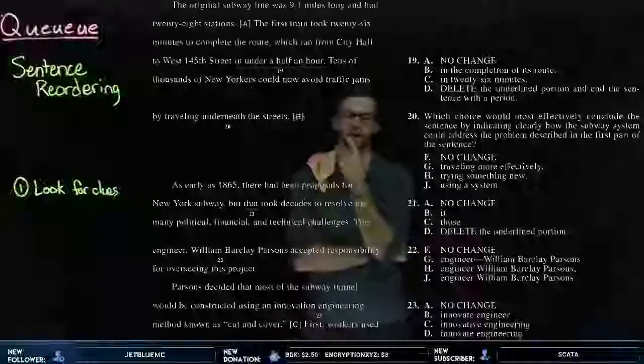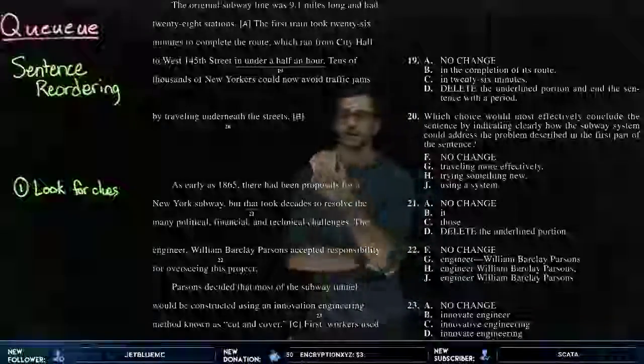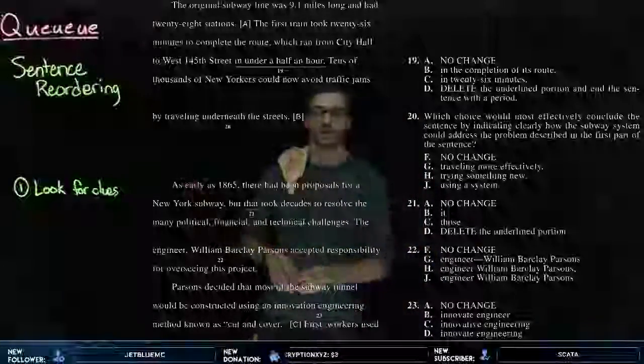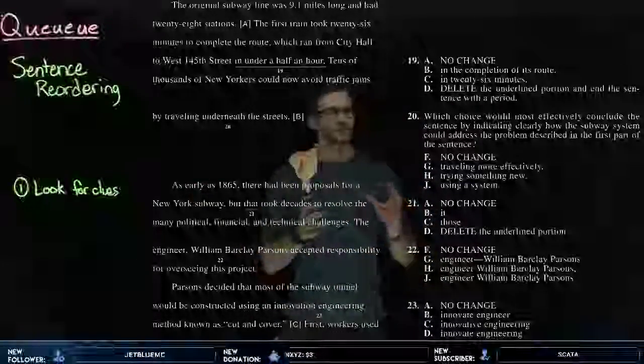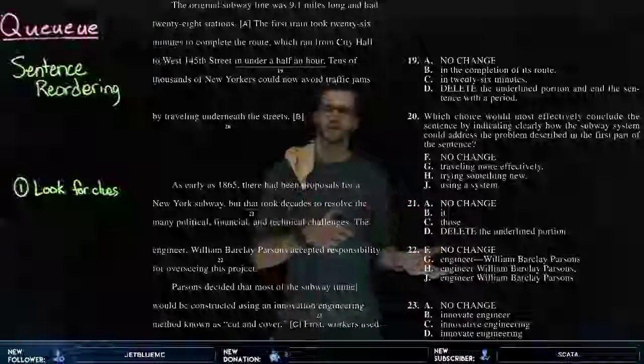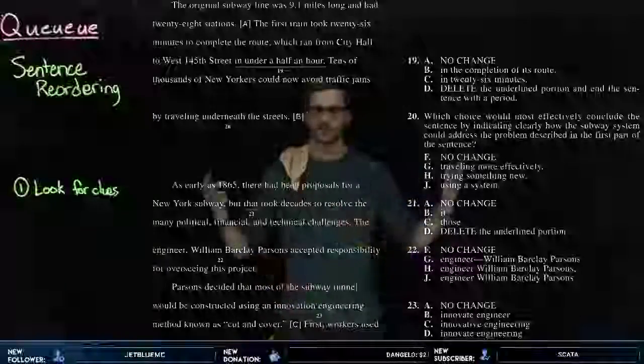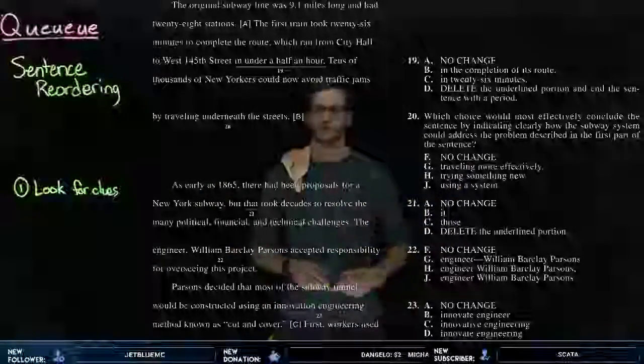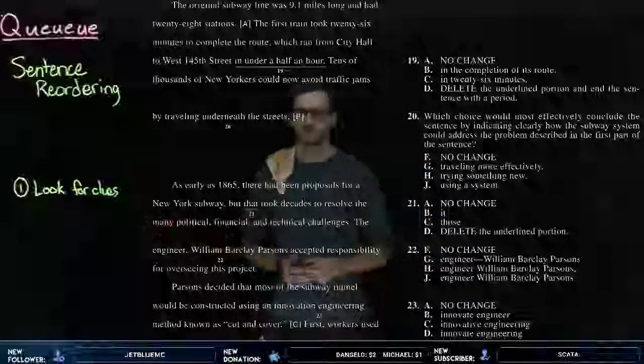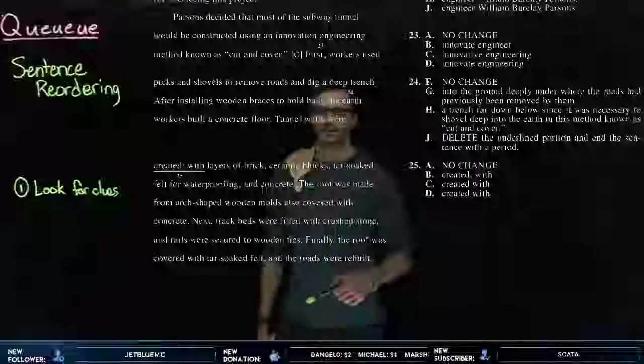Okay, so let's go back. B doesn't make any sense. They are saying that New Yorkers are now avoiding traffic jams and traveling underneath the streets. That's not really a technique, but I wanted to make sure, and they called it subway excavation. Excavation is when you're digging, so that doesn't make any sense. The people are not digging as they go to travel. So now let's look at C, which is down the top.